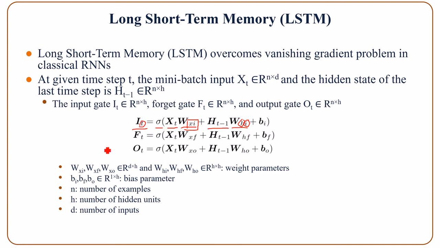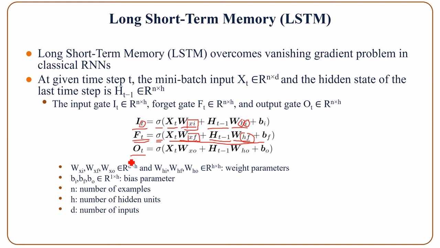Similarly, the forget gate f at time t is a sigmoid function of the sum. It receives contribution from the input x at time t via the weight W_xf. The subscript xf means that this is the weight between the input x and the forget gate f. The forget gate also receives contribution from the previous hidden state via the weight W_hf, right? This subscript means that this is the weight between the previous hidden state and the forget gate. b_f is just the bias vector.